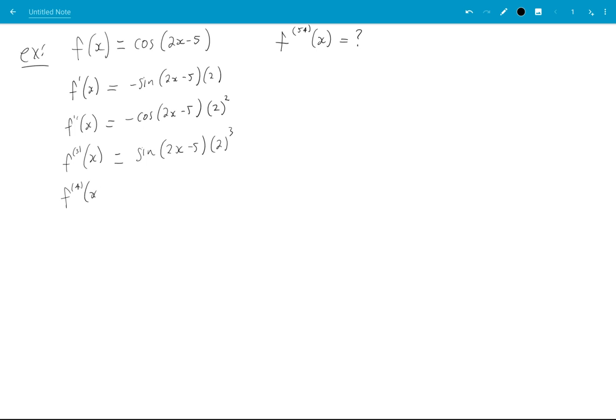Fourth derivative, cosine 2x minus 5, 2 to the 4. Let's try to guess what is going on here.